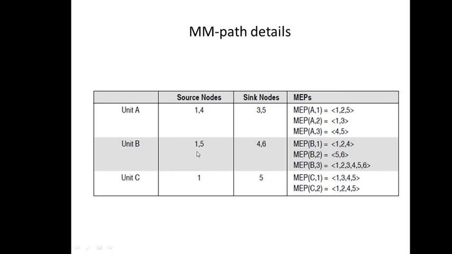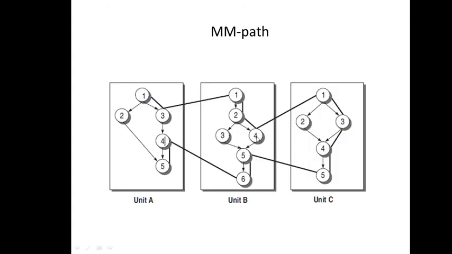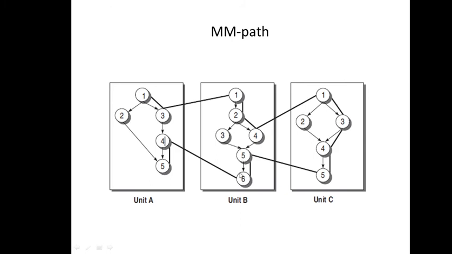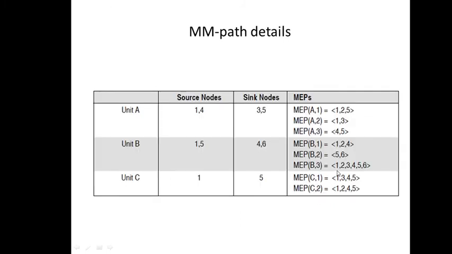In unit B, source nodes are 1 and 5 while sink nodes are 4 and 6. So when you go on analyzing it, you'll find the first path is from 1 to 4, that is 1, 2 and 4, right? The second one is B2, that is 5 and 6. 5 is your source node, sink node is 6, so there is a direct connection between 5 and 6. And the third one is 1, 2, 3, 4, 5, 6, right? Starting from 1 till 6.